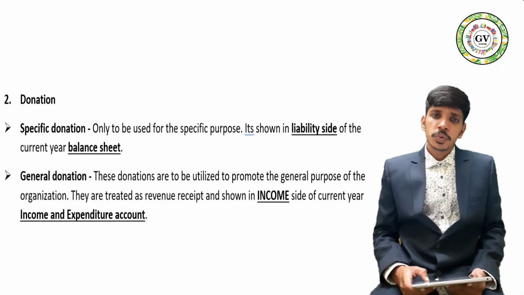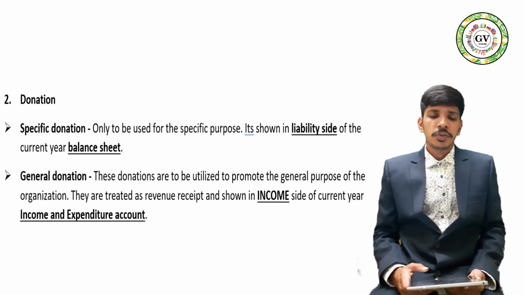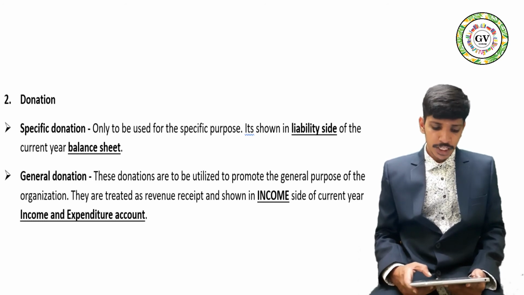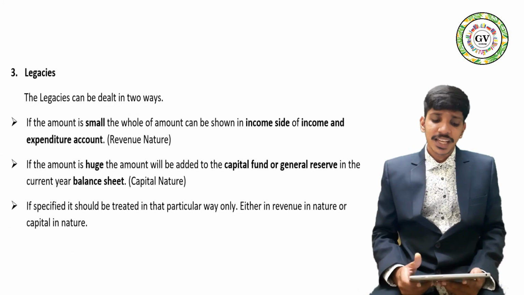And the second point would be the donation. There are two types of donation generally: the general donation and the specific donation. If a donation is given for a general purpose, then it will be shown on the credit side of the income and expenditure account. If nothing is specified, it should generally be treated as an income and credited in the income and expenditure account. And the third one is the legacy.